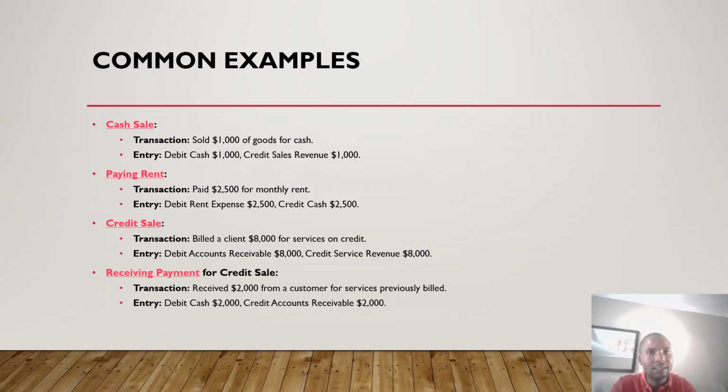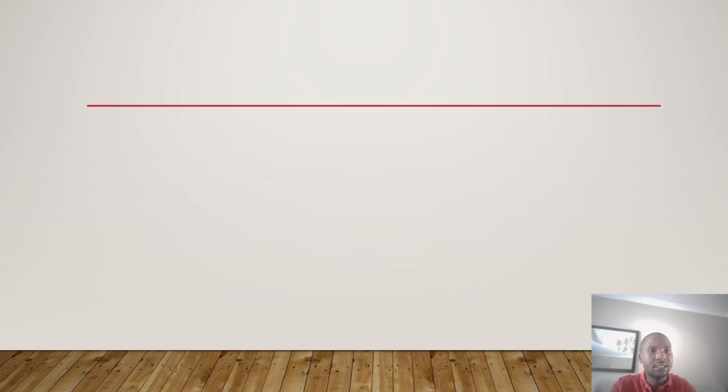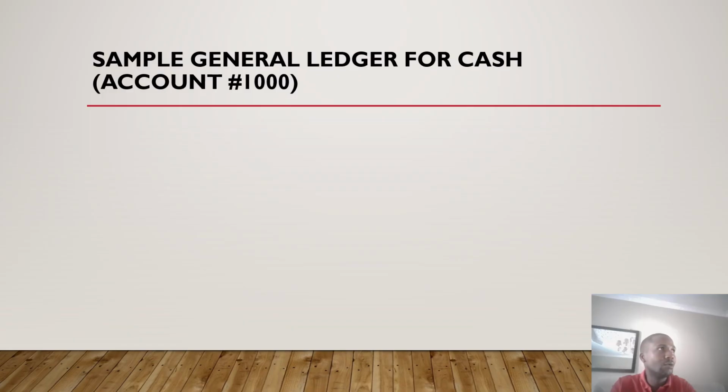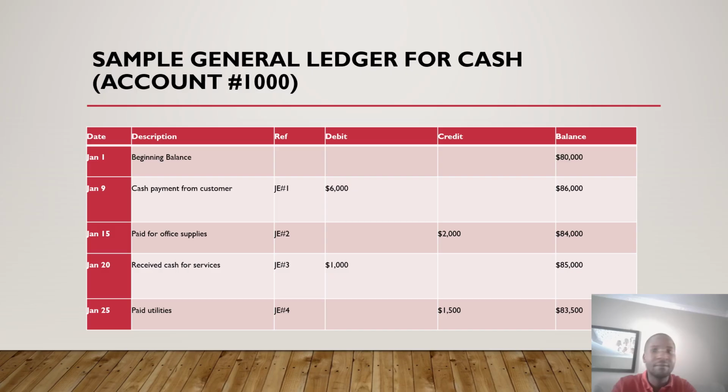Now, supposing we are receiving a payment for the credit sales that we made. So we received 2,000 from a customer for service previously billed. This transaction is going to affect two accounts: the asset account of cash, which will increase, therefore we debit it, and the credit goes to the accounts receivable account. Okay, so this is how we're going to record all these transactions for the period in our general ledger.